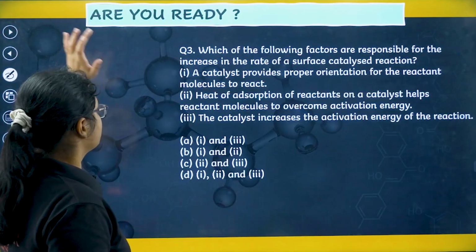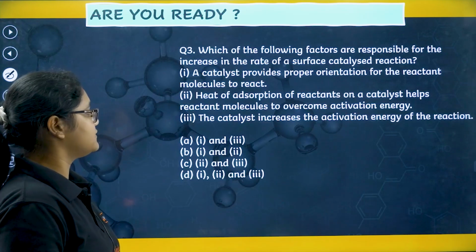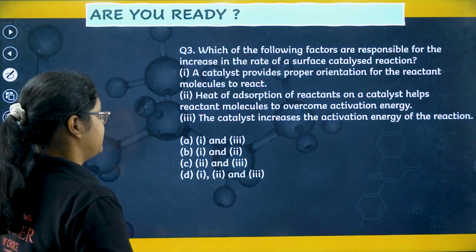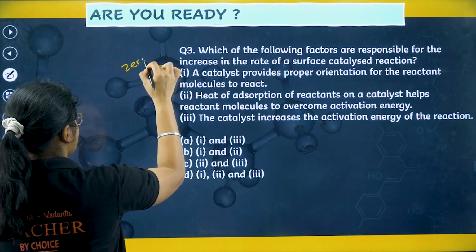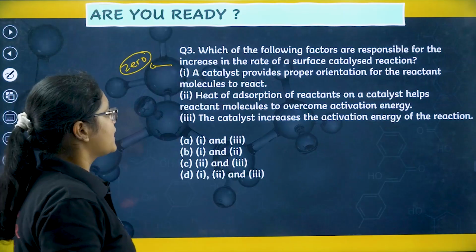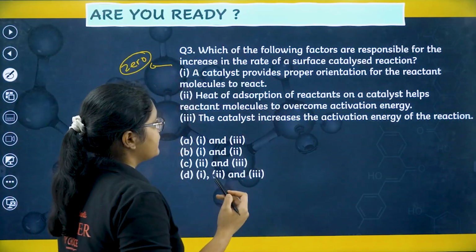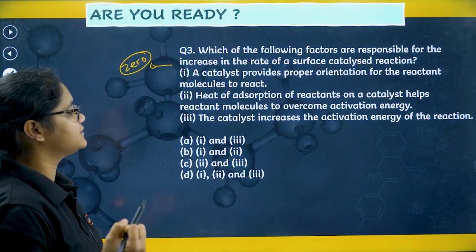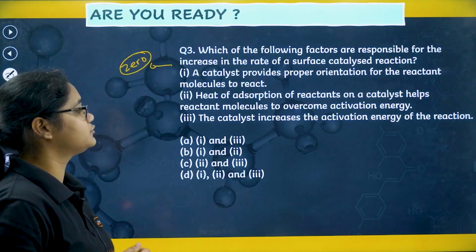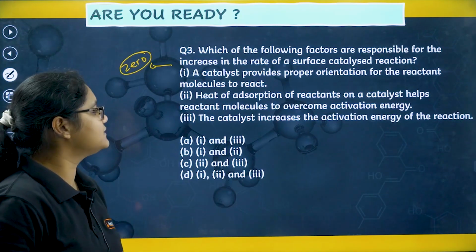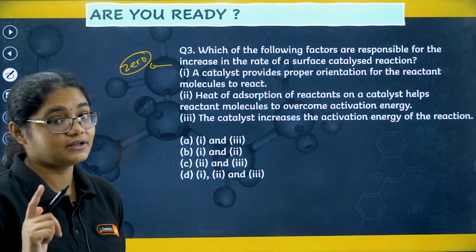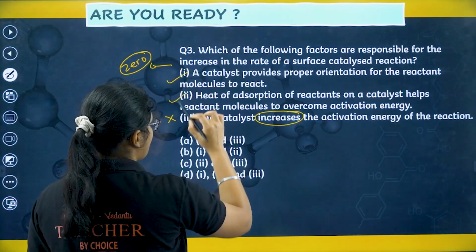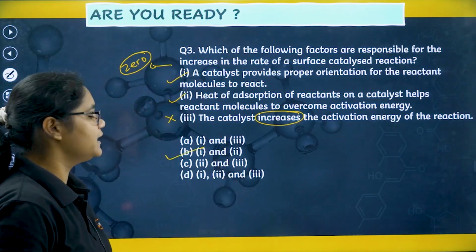Moving to the third question. Which of the following factors are responsible for the increase in the rate of a surface catalyzed reaction? Surface catalyzed reactions are generally zero order reactions. A catalyst provides proper orientation for the reactant molecules to react. Heat of adsorption of the reactants on the catalyst helps reactant molecules to overcome the activation energy. The catalyst increases the activation energy of the reaction: the catalyst never increases the activation energy, so this is the wrong statement. These two are correct statements. So option number B is my correct answer.